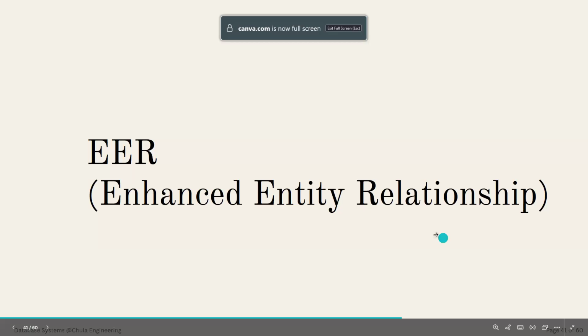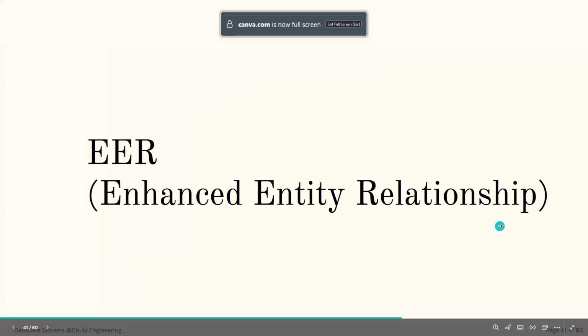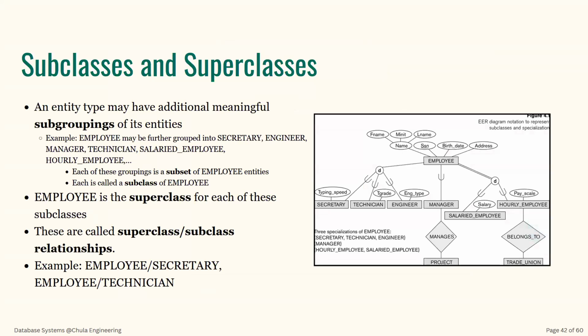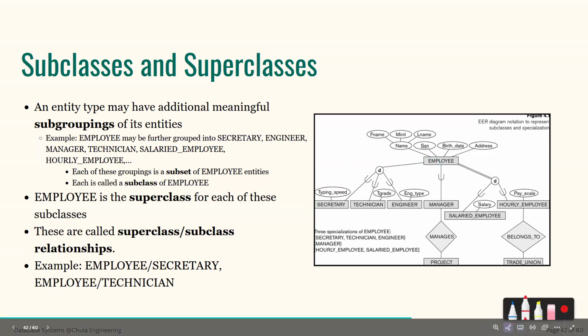Now, there is another type of model called the Enhanced Entity Relationship Model, the EER. When we talk about enhanced, we talk about subclasses and superclasses. These subclasses and superclasses are usually mainly for the entity itself. So when we say that an entity type may have additional meaning or subgroupings of its entities, for example, let me show you here.